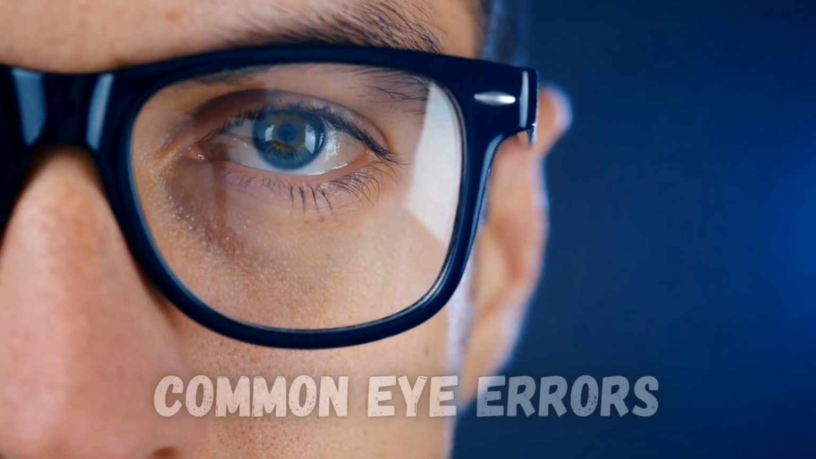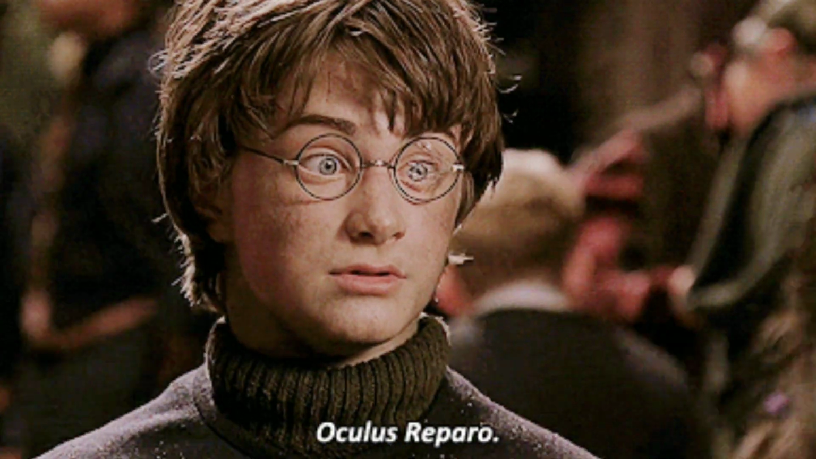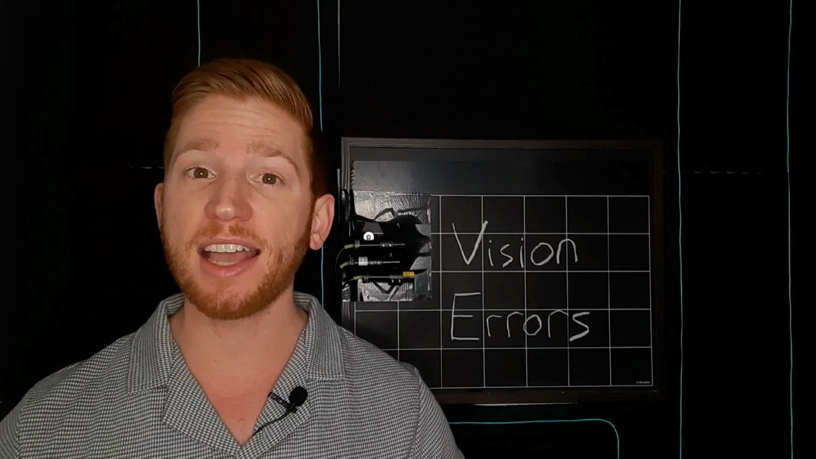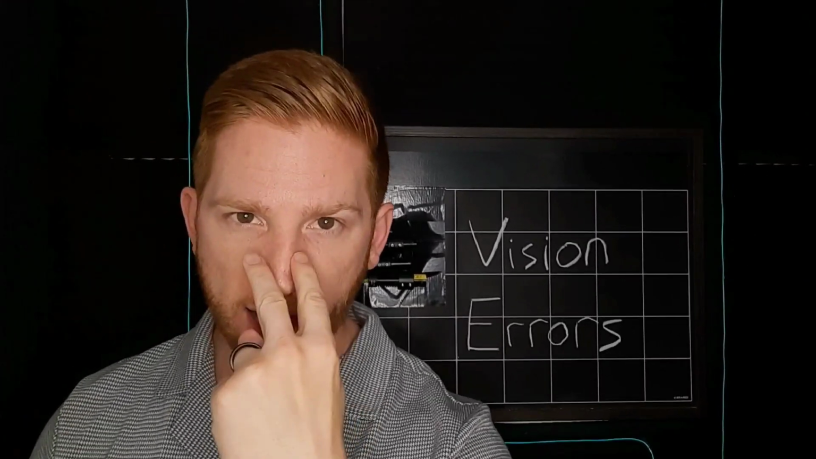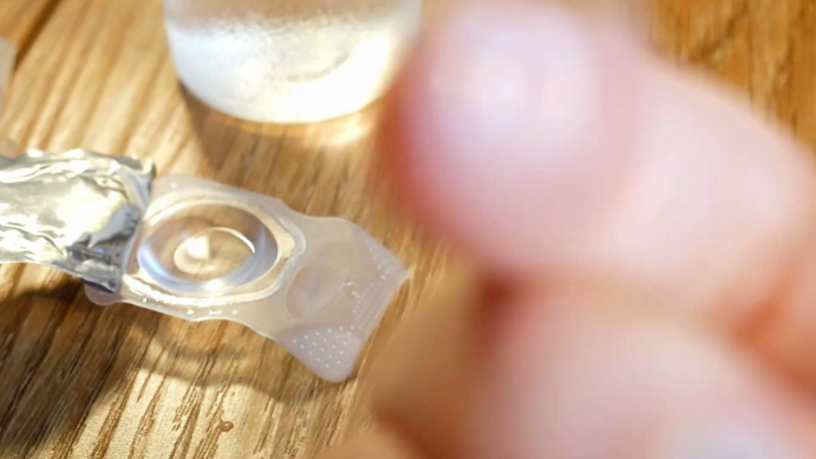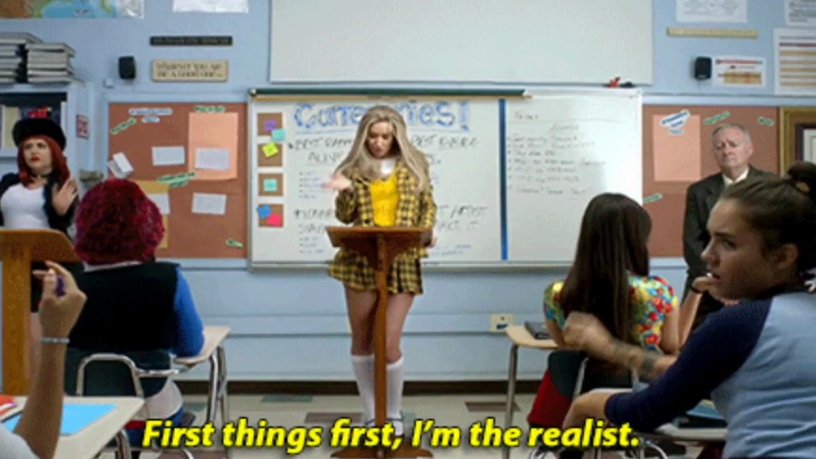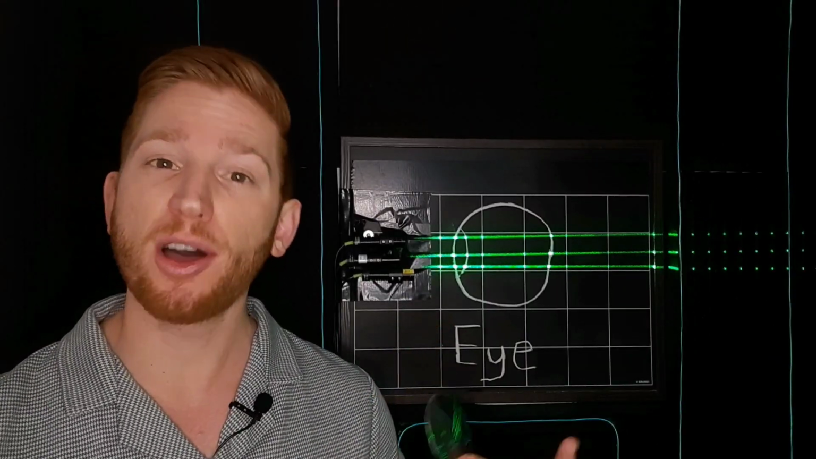These common eye errors are why more than 60% of people need glasses or contacts to see clearly. I'll break down the top 3 refractive eye errors, what's really happening in your eyes if you have these, and how corrective glasses or contacts address those.